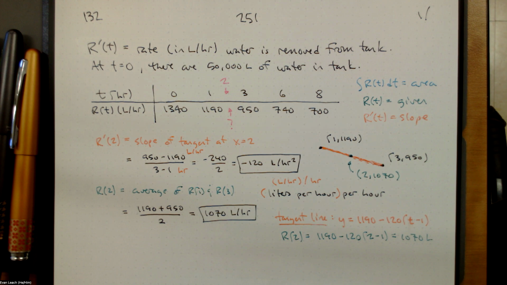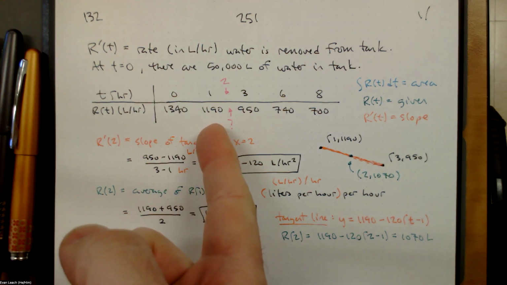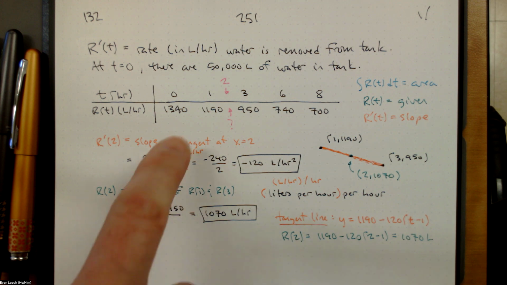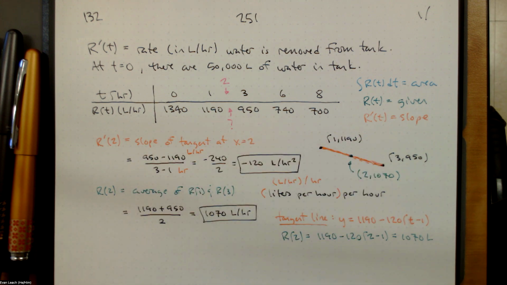Questions? One of the tricky parts of this problem is that the t values are not evenly spaced. So in the first, we see a decrease, and then from 1190 to 950, we see a decrease of 240. But that was over a 2-hour time span, whereas the 1340 down to 1190 was over a 1-hour time span. So we can't just look at the differences. We can't just look at the change in R. We also have to look at the change in t.